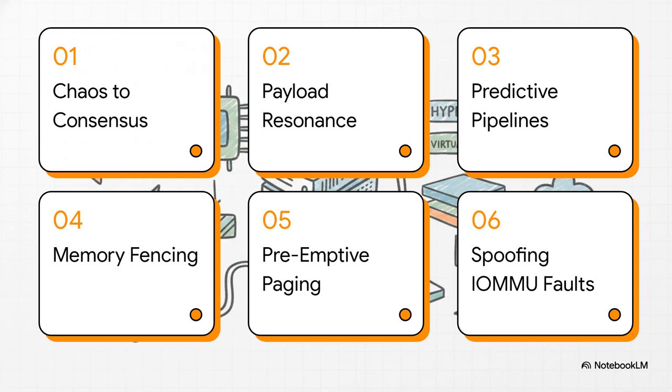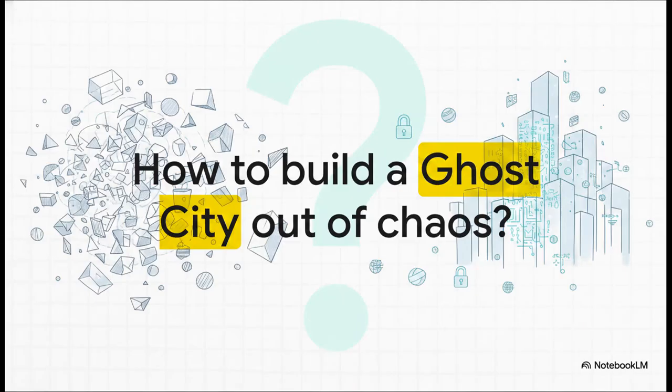Here is our structural roadmap for today. Working top-down. 1. Chaos to ordered consensus. 2. Payload resonance and mutation. 3. Predictive pipelines. 4. Memory fencing contrast. 5. Preemptive paging. And finally 6. Spoofing IOMMU faults.